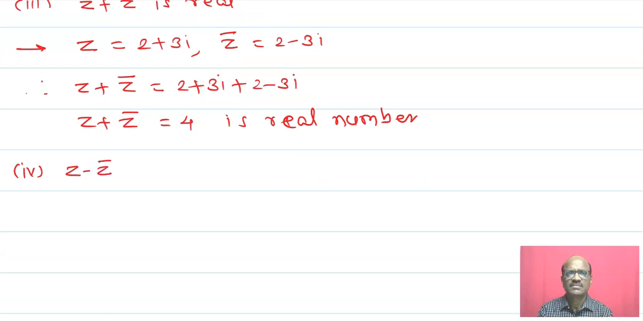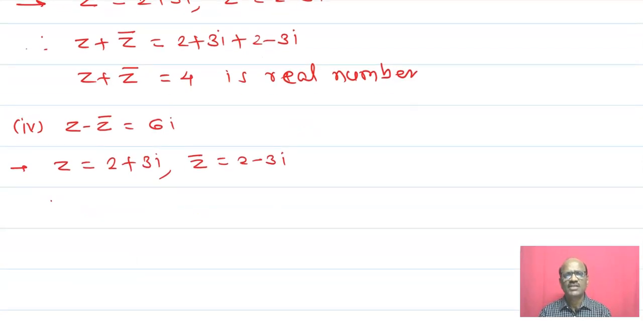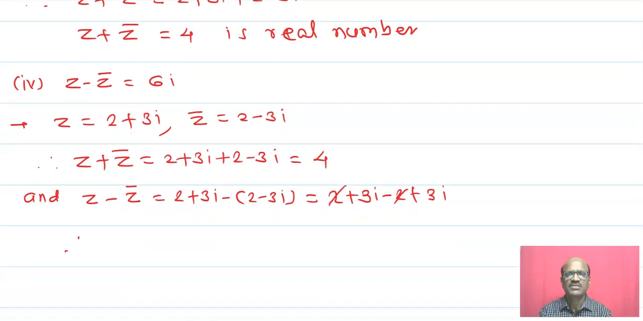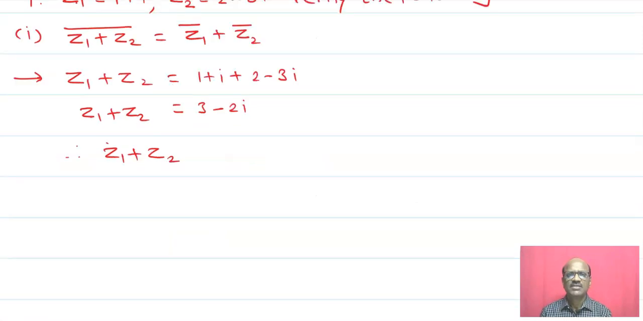Next is z minus z bar equals 6i. Again, this is very simple. z is 2 plus 3i and z bar is 2 minus 3i. Their addition is a real number, and their subtraction, z minus z bar, is our question: 2 plus 3i minus bracket 2 minus 3i, that is 2 plus 3i minus 2 plus 3i, the 2s get cancelled and you are getting z minus z bar equals 6i.